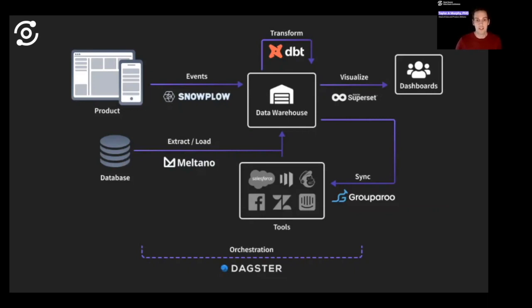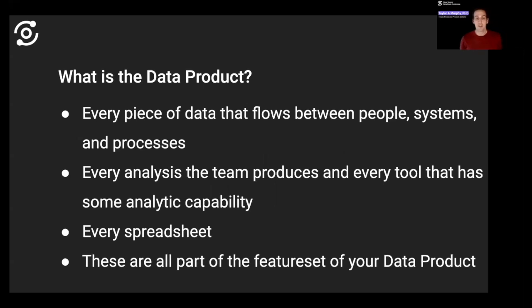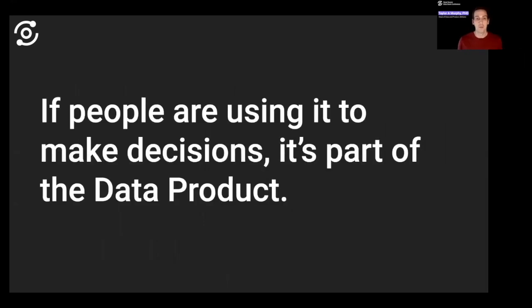But what is the data product? So the data product is every piece of data that is flowing between people, systems, and processes. Every analysis that the team is producing, every dashboard, every BI tool, but also every tool that has some sort of analytic capability built into it, such as Zendesk or Salesforce, that is part of the data product. Every spreadsheet, every CSV, every Google Sheet, that is also part of the data product. And you can think about all of these things as feature sets of your data product. But more simply put, if people are using it to make decisions, it's part of the data product.